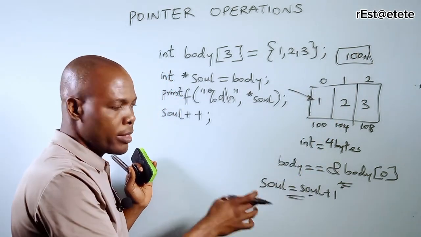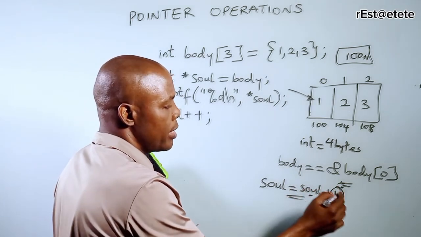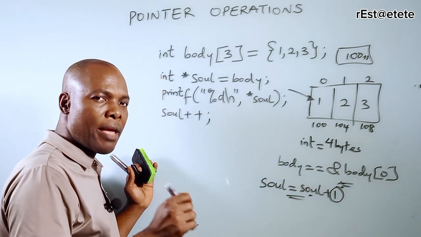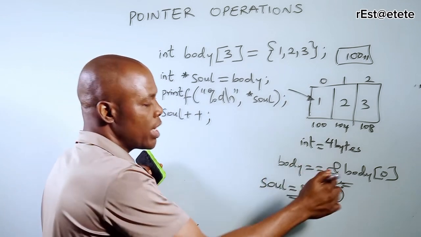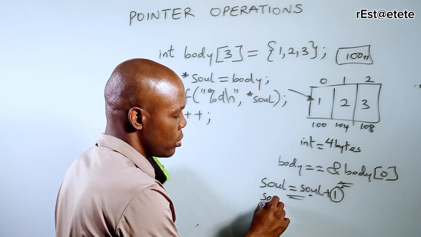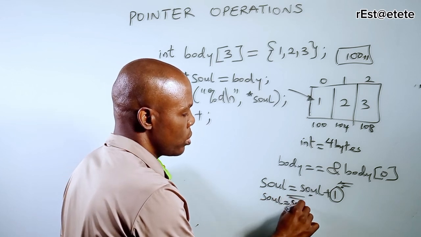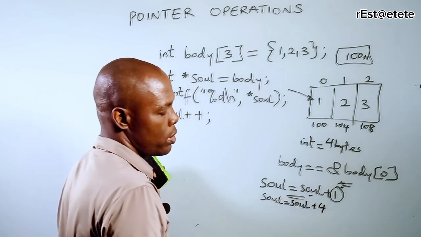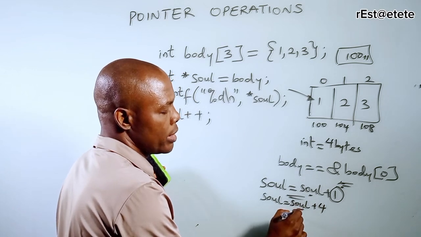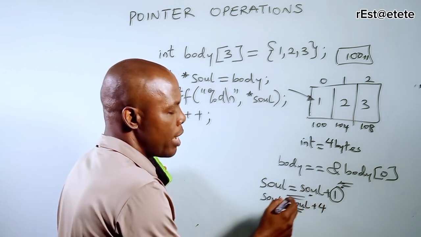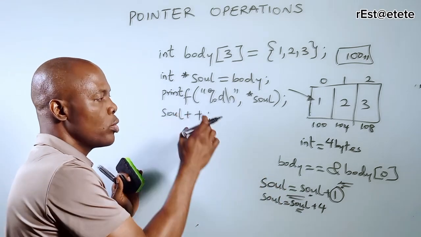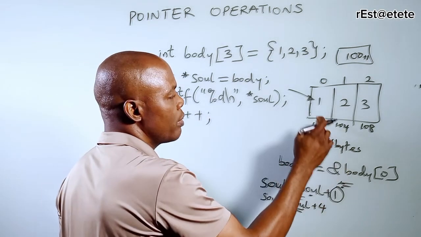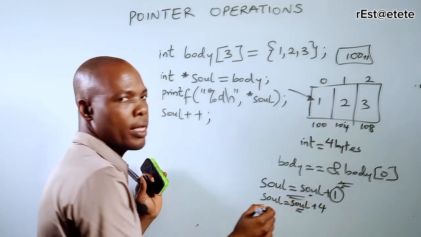In pointer arithmetic, this plus 1 here refers to the data type, the size of integer. So the size of integer is 4. So this is the same thing as sol equals sol plus 4. And sol is what? 100. So plus 4, that will be 104. And then you reassign it back to sol. So that means sol, which is a pointer, has moved from this one to this one.